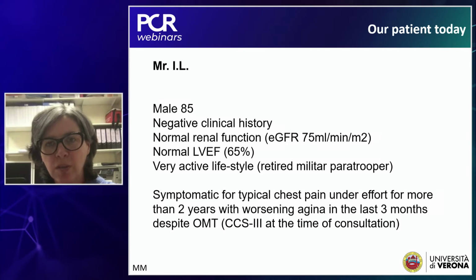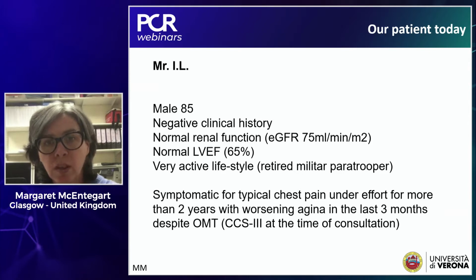So the case we've got today is an 85-year-old man who is otherwise very fit and well. He had a very active, healthy lifestyle. He was previously a paratrooper, and he's got normal renal function and normal LV ejection fraction. So he presented having had a 2-year history of progressively worsening angina, and that's got particularly bad over the preceding 3 months, despite optimization of his medical therapy, and it was CCS class 3 at the time of his consultation with yourself, Flavio.